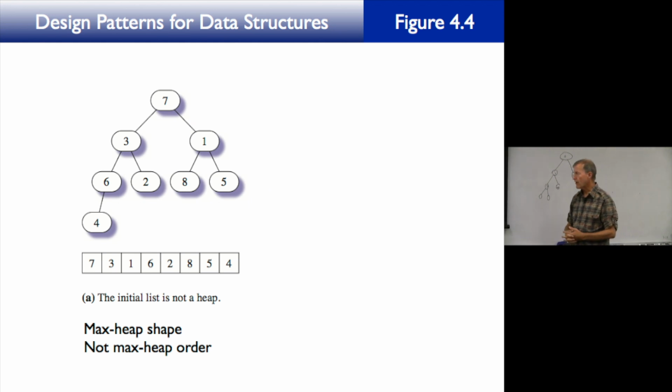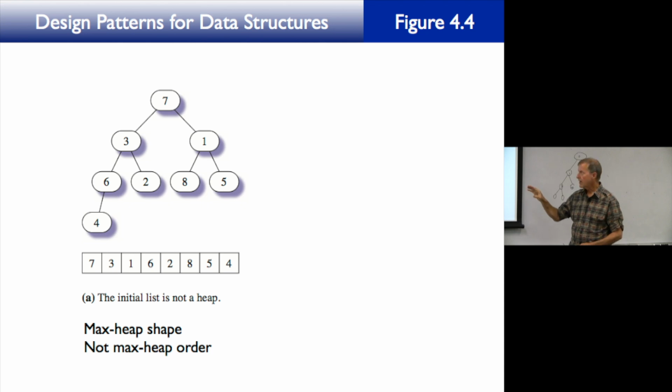So here in figure 4.4a is a picture of a binary tree. Let me ask you a question. Does it have the max heap shape, yes or no? It does, because you see how it's filled top, down, left to right. But in order for it to have the max heap order, you see that the root 7 is greater than or equal to 3 and 1. So that's good. Now let's take a look at the 3. Is 3 greater than or equal to 6, and is 3 greater than or equal to 2? No, so that violates the max heap order criterion.